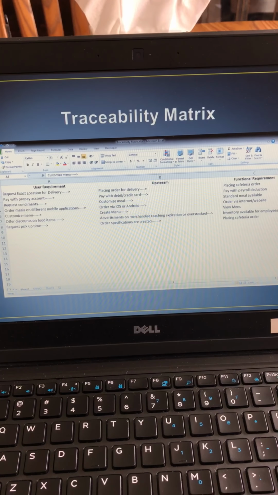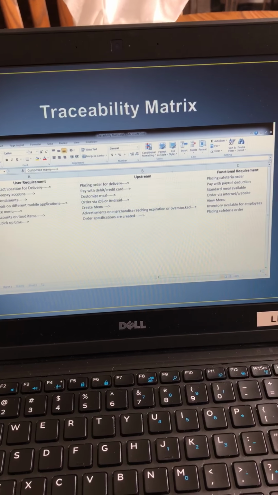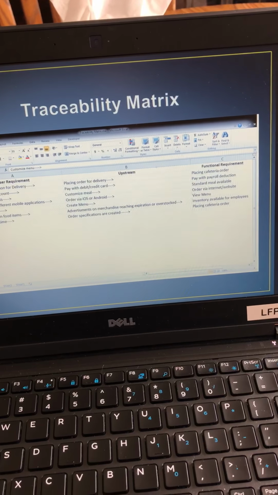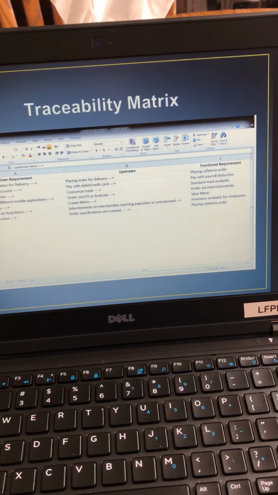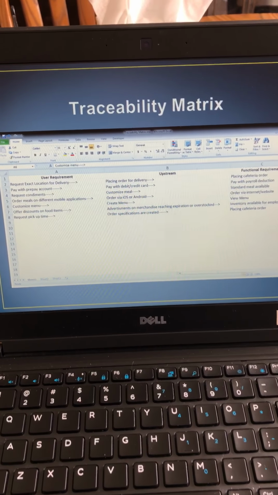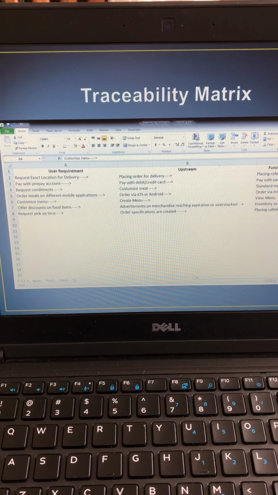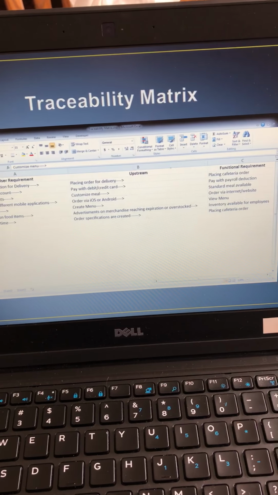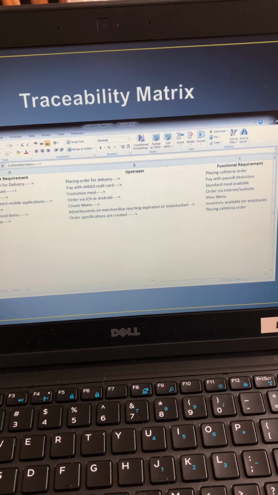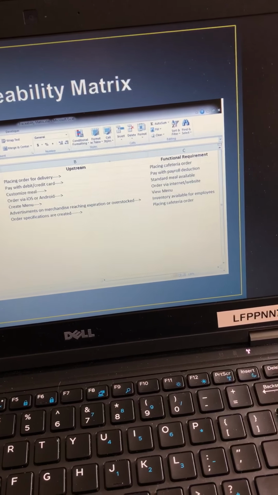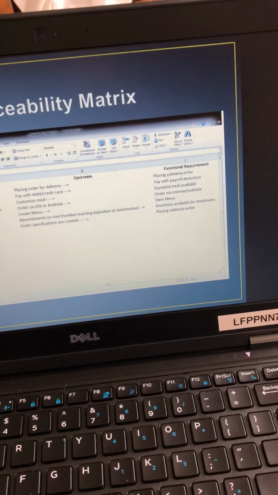Offer discounts on food items. There would be advertisements on merchandise reaching expiration or overstocked, and for that, an inventory available would be the functional requirement. The last one I mentioned was a user requirement to request a specific pickup time, and that would be order specifications are created and available, and the functional requirement from that would have been that we are able to place a cafeteria order.